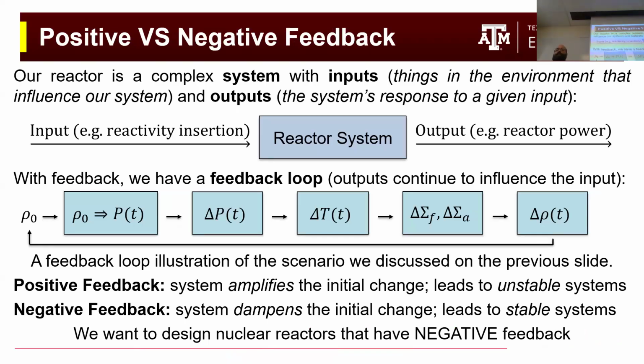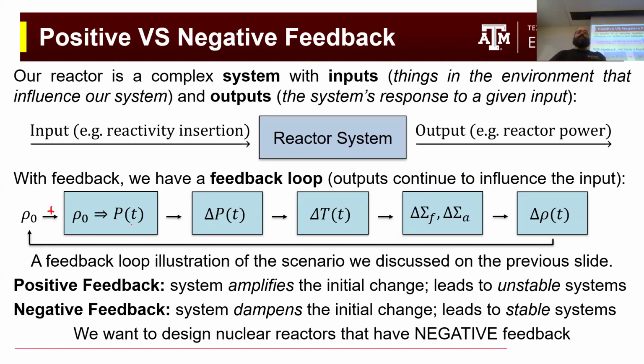In terms of the world of feedback, you can think of our reactor as a complex system with inputs going into it and outputs coming out of it. The inputs are anything from the environment that could impact our system, and the output is how the system responds to those inputs. What we just illustrated is a feedback loop, where you have some positive reactivity insertion, and the loop shows how the inputs influence the output.